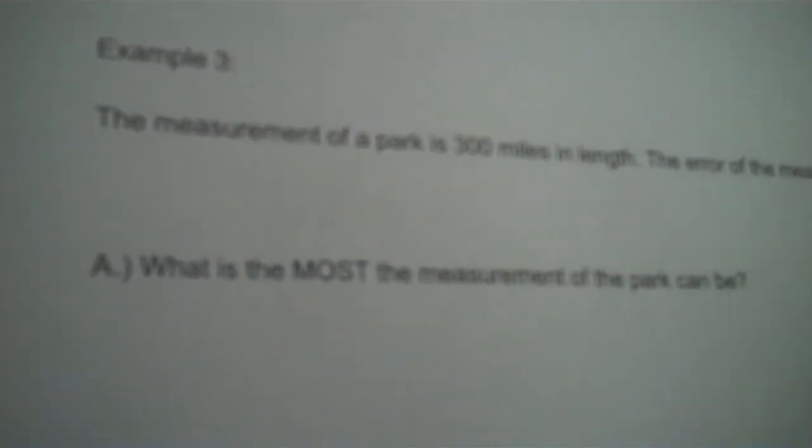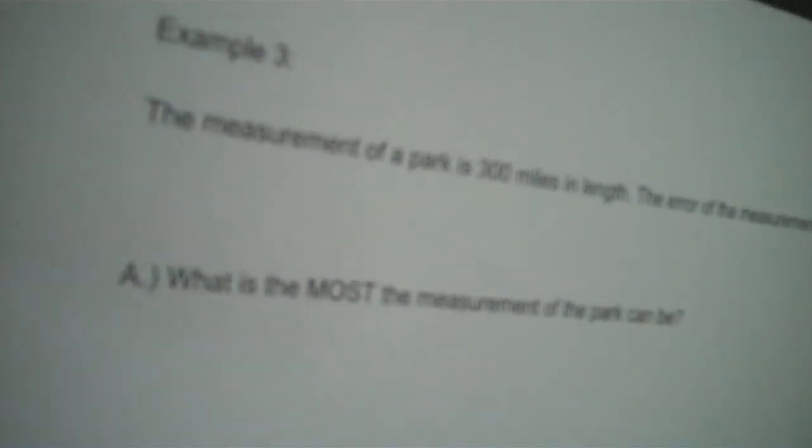Okay, example 3. The measurement of a park is 300 miles in length. The error of the measurement is 0.15 miles. What's the most measurement the park can be? Okay, so you take 300, and then the error means plus or minus. So error, to make it most, you plus the 0.15. So 300.15.